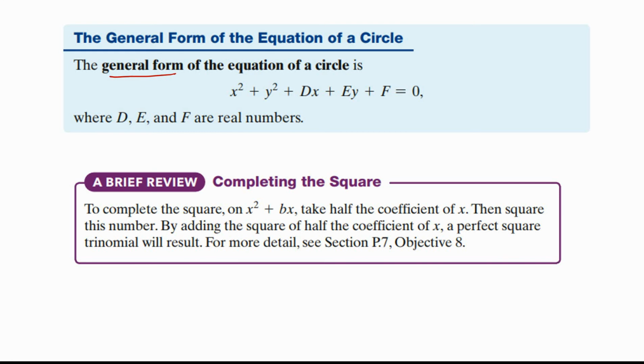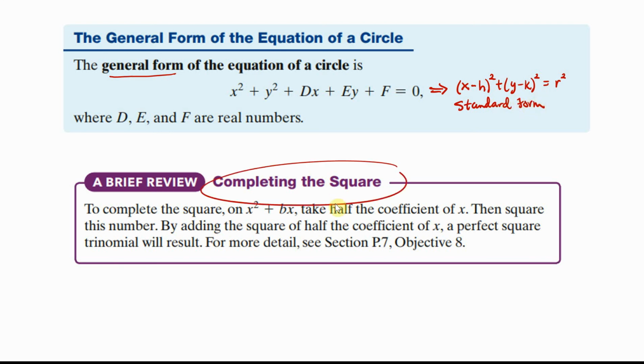So to be able to take this equation in the general form and then to write it in the standard form, what's the standard form? I want to be able to produce (x minus h) squared plus (y minus k) squared is equal to r squared. So here you go from the general form to the so-called standard form. Now to get the standard form, we have to complete the square. Okay. Let's see.